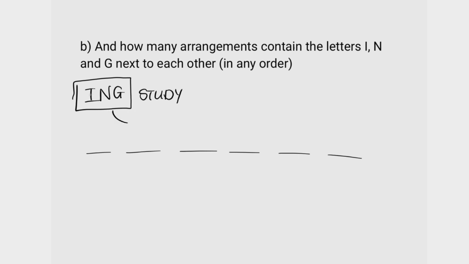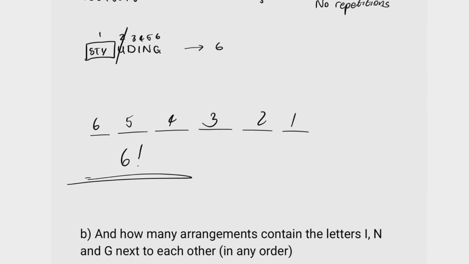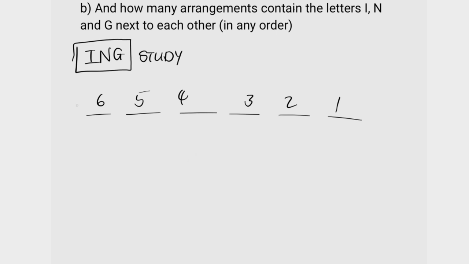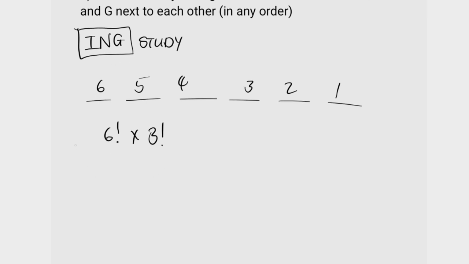different positions of these. Since there are 3 in there, this here would be 3 factorial. So you'd have to say 6, 5, 4, 3, 2, 1, the same as in the previous example. But then all of that would have to be multiplied. 6 factorial would have to be multiplied by 3 factorial, because there are 3 factorial different ways of arranging the I, N, and G inside that block of letters.